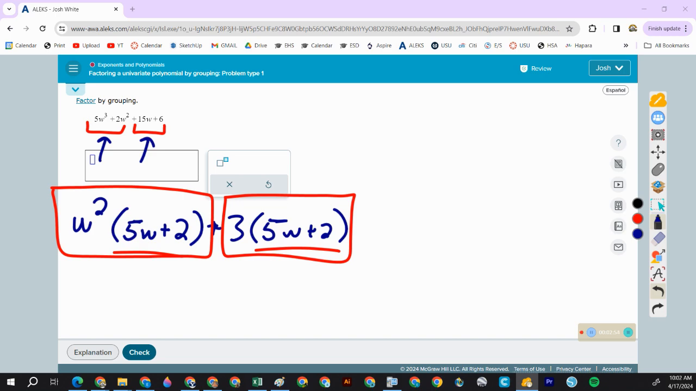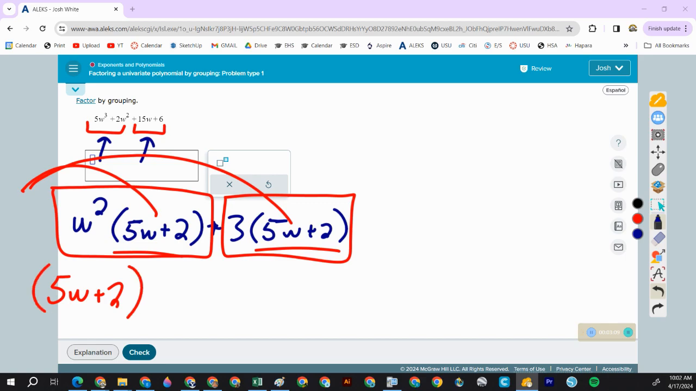What do those 2 rectangles have in common? They share a 5w plus 2. So I'm going to yank out the 5w plus 2. So 5w plus 2. And what's left? A w squared and a plus 3. And then we double check, can either of those factor any further? No, they cannot.